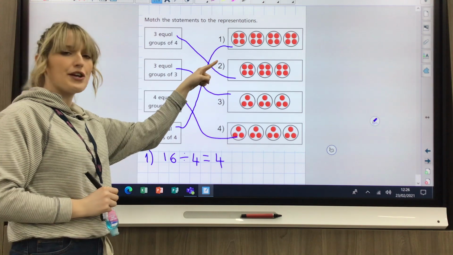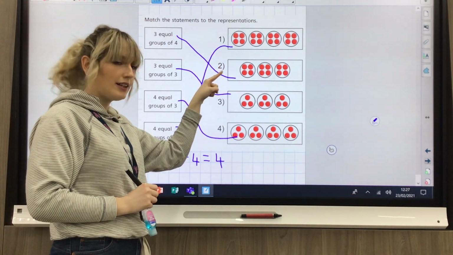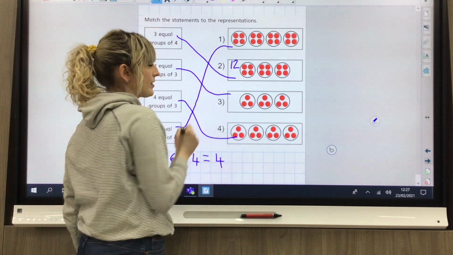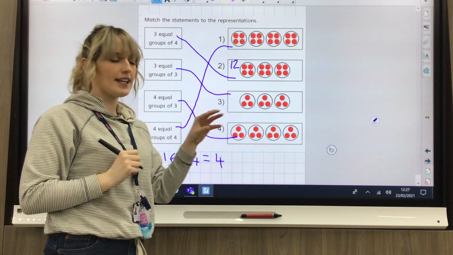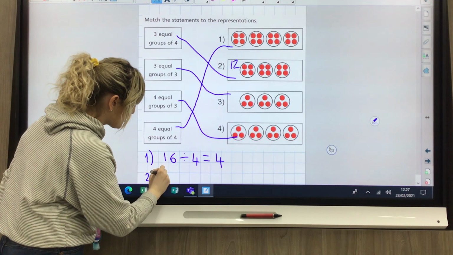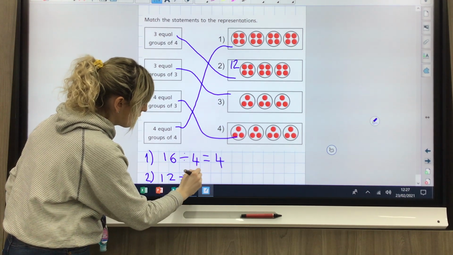Let's look at number 2. So in picture number 2, there are 12 red counters. So there are 12 altogether. Okay? They've been shared into 3 equal groups. So we've got 12 divided by 3.